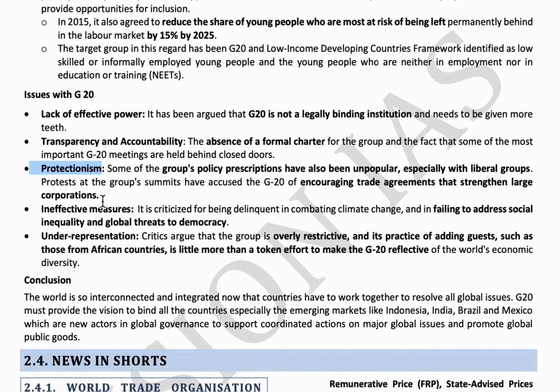Now, coming to the conclusion, G20 has to work together to resolve all the global issues. It should not show partiality towards only the developed countries. It should also support the low income countries as well. It must bind all the countries, especially the emerging countries like Indonesia, India, Brazil, Mexico, to tackle the major global issues and to promote global public goods.